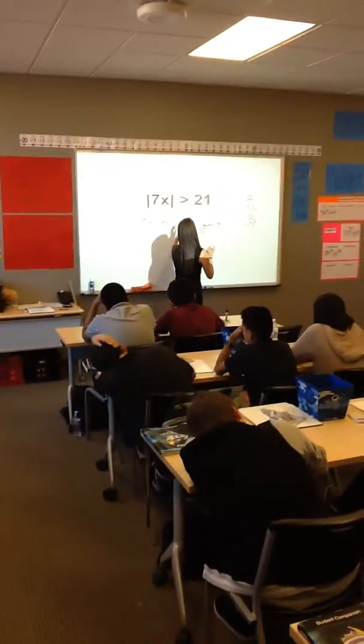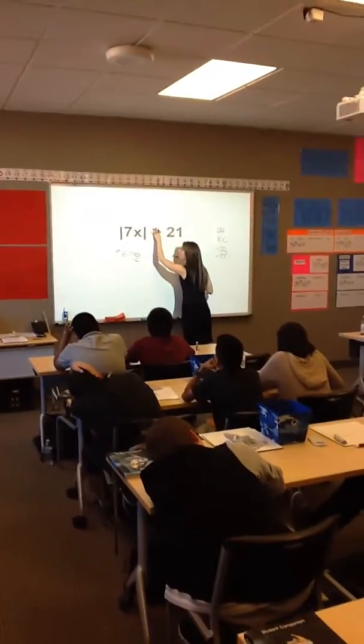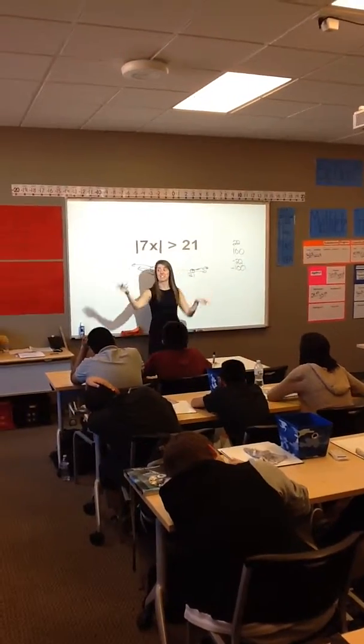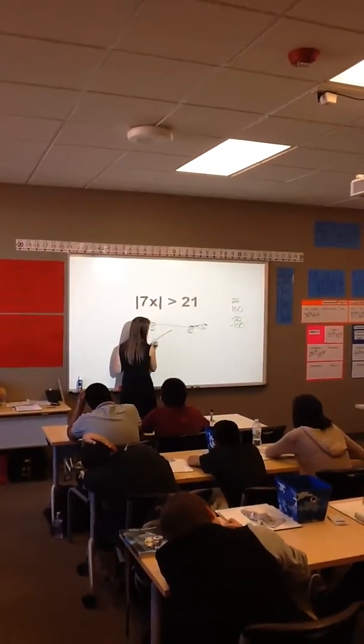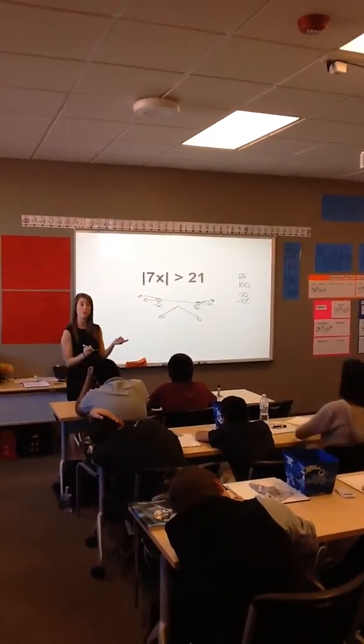So first thing, we're still focused on our number line. I want some absolute value bigger than 21. Now we're going to split, and the 7 is going to come into play. So give me your split. This is still the same that we've been doing before.